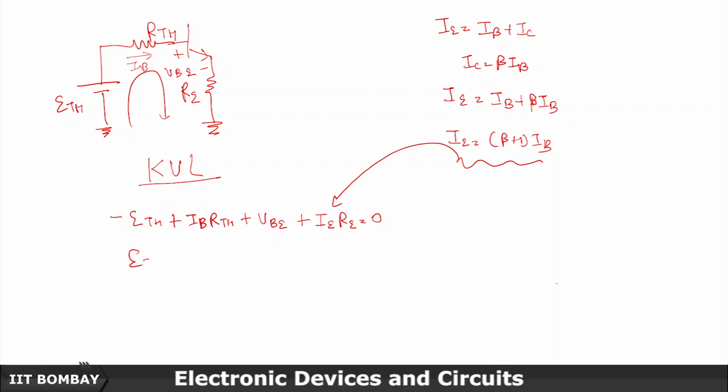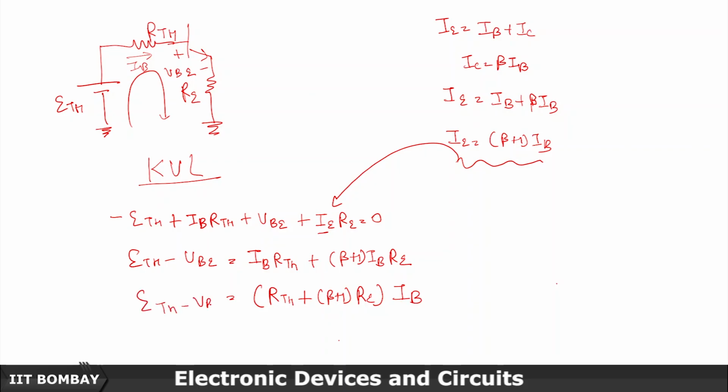Let me just take ETH and minus VBE to the other side. It comes out to be IB RTH, and IE can be replaced by this term, which makes it beta plus 1 IB RE. If I take IB common here, it comes out to be RTH plus beta plus 1 RE, times IB, and it becomes ETH minus VBE. So IB comes out to be ETH minus VBE divided by RTH plus beta plus 1 RE. So this is fairly easy to calculate.